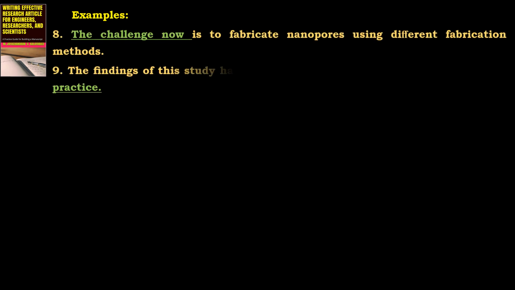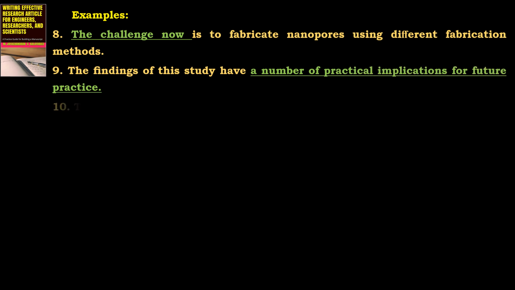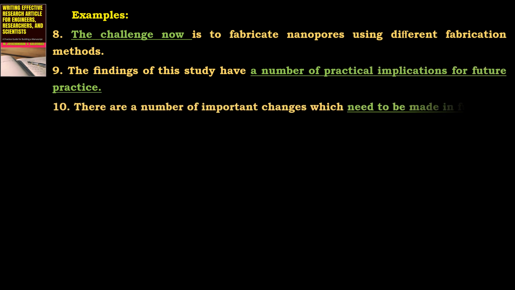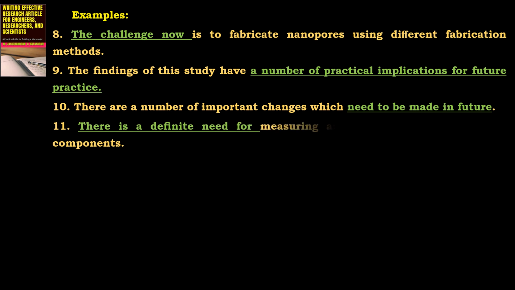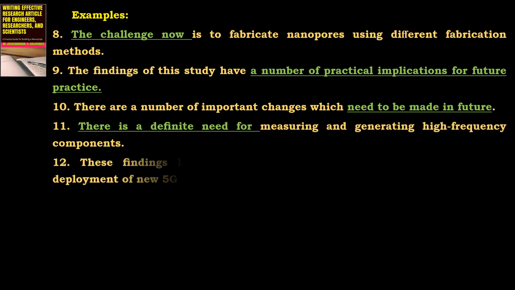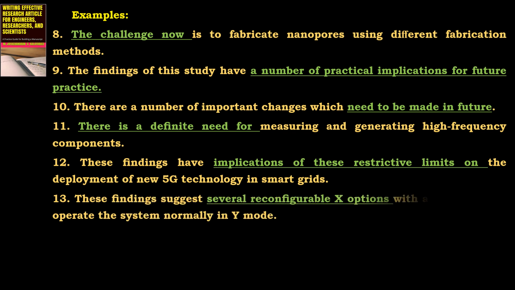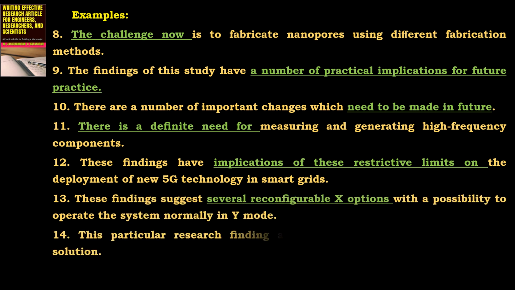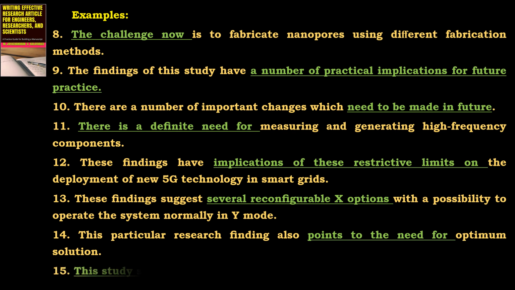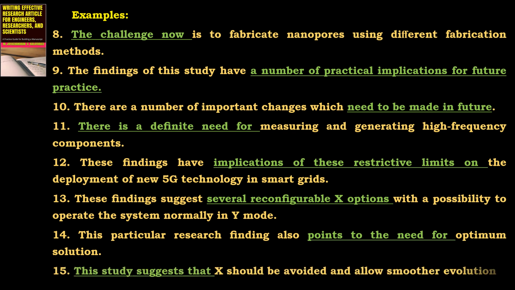9. The findings of this study have a number of practical implications for future practice. 10. There are a number of important changes which need to be made in the future. 11. There is a definite need for measuring and generating high-frequency components. 12. These findings have implications of these restrictive limits on the deployment of new 5G technology in smart grids.